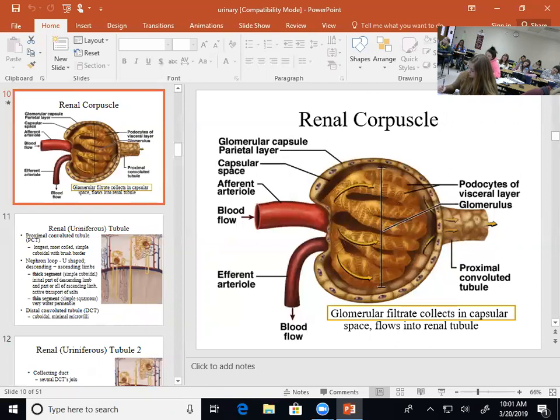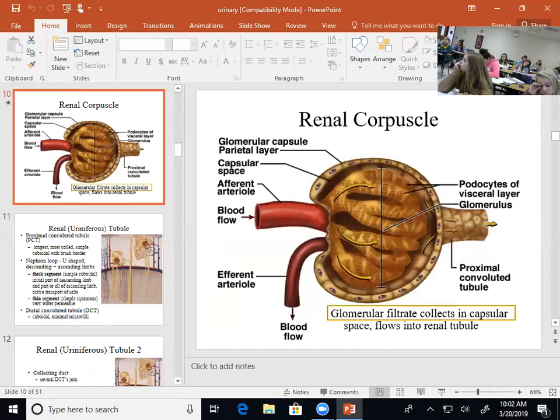This is where blood first comes in to the nephron. Blood is flowing in here, and you know what blood looks like. It's mostly plasma, but then there are these cells. What's the predominant cell in blood? Red blood cells. Then you have white cells, all those different kinds of white cells. Then you have platelets, don't you?